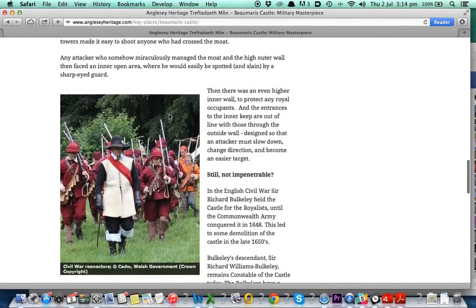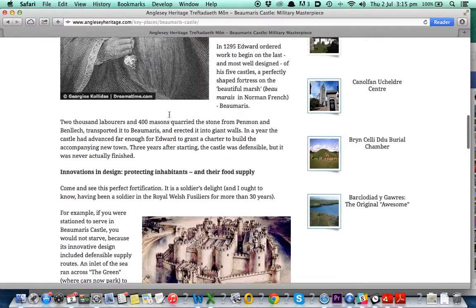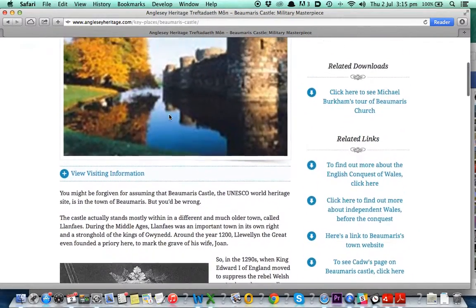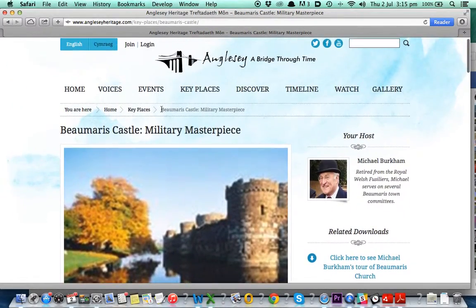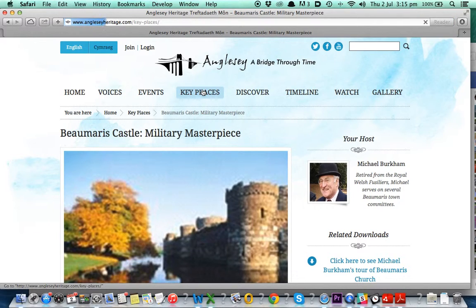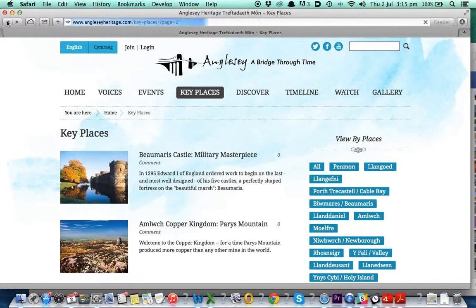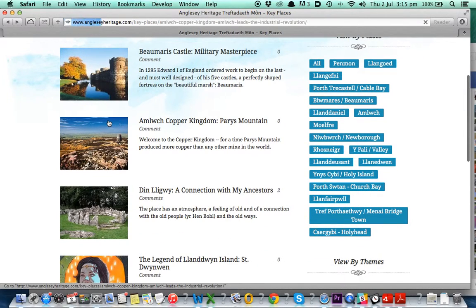I think I said there that he wrote this essay. He didn't. He wrote a draft of it. This one here was actually written by me, the researcher involved in the site. Let's go back to the key places list. And now we're being slow to load for some reason. Let's see if the back arrow goes quicker. Good. And we'll go to Amlwch, Copper Kingdom.